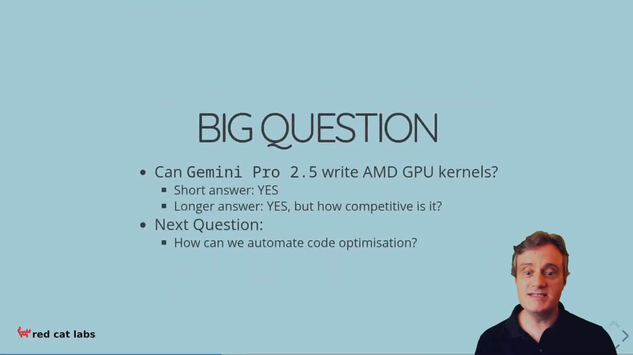So the big question is, can Gemini Pro 2.5 write AMD GPU kernels? And the short answer is yes, it can. The longer answer is kind of yes, but how competitive is it going to be? And then the next question is, how can we actually get these optimized properly?